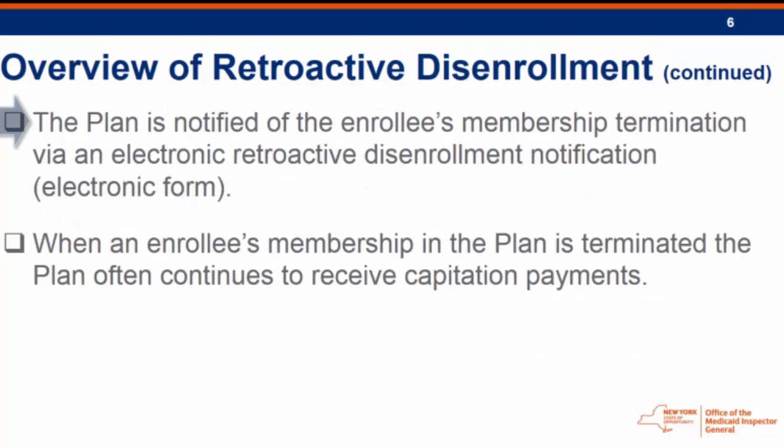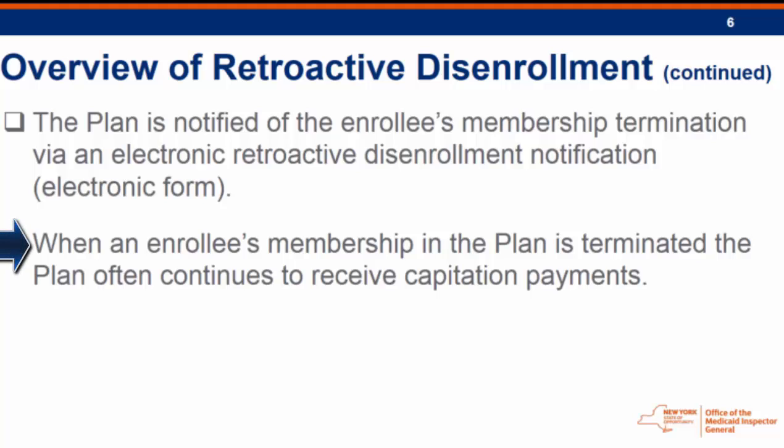The plan is notified of the enrollee's membership termination via an electronic retroactive disenrollment notification, or electronic form. On April 1, 2014, the paper retroactive disenrollment notification form was replaced by an electronic form, and the quarterly report to the plans was discontinued. In addition, OMIG assumed management of the retroactive disenrollment database.